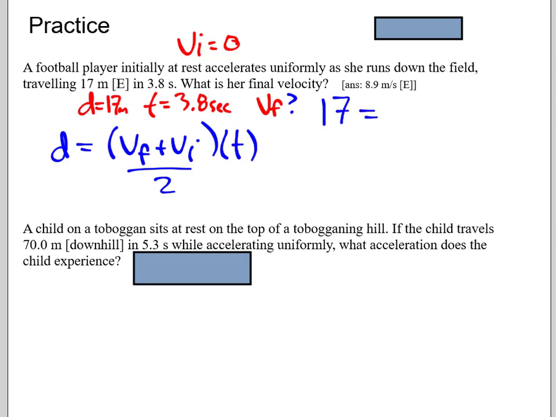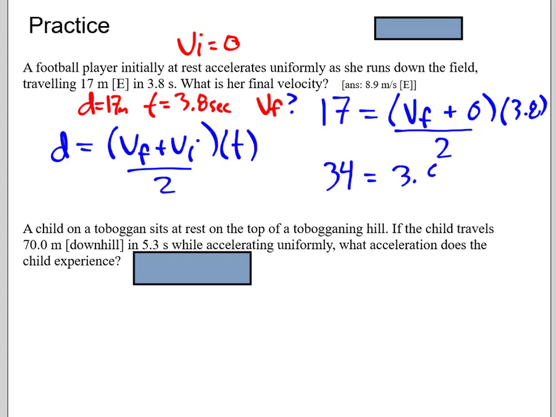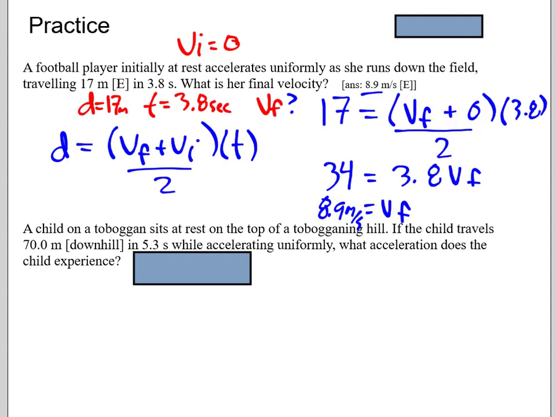So here we go. Let's go back and find VF plus 0. That's a little better. And then this is 3.8. So then this would be 34 equals 3.8 VF. That's looking better. So now we divide that out. Happens to everybody. 8.9 meters per second is VF. That looks a little bit better. So mistakes happen. Just show your work. We can talk about it.